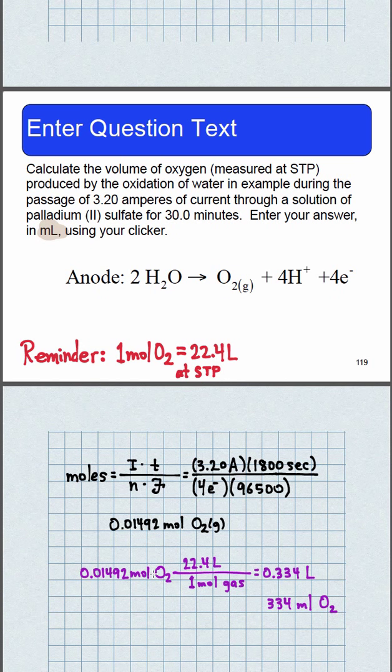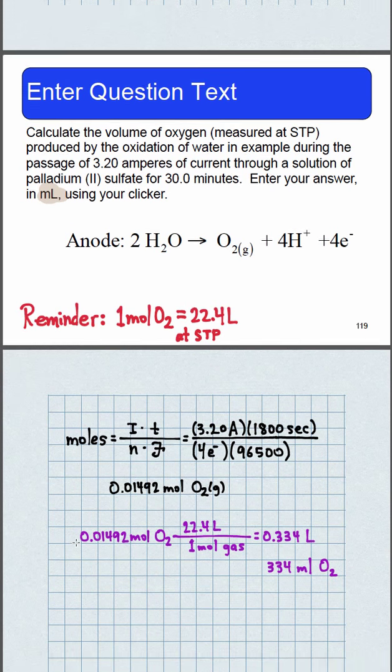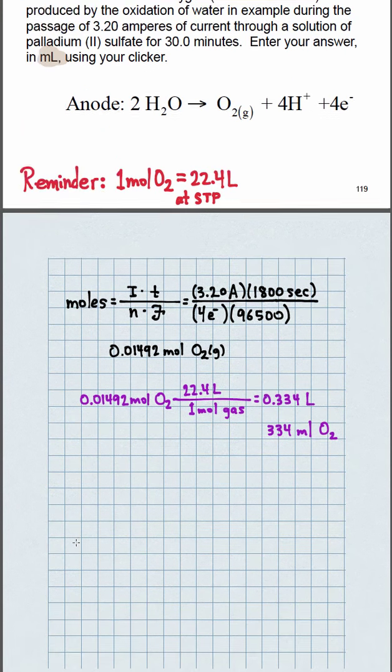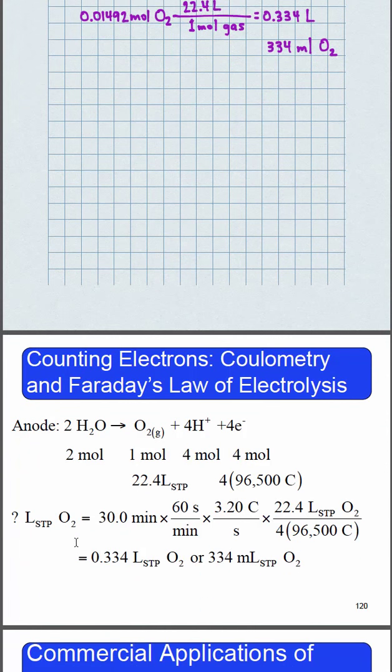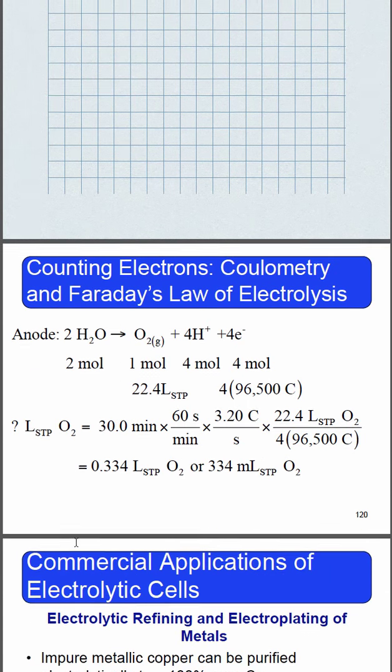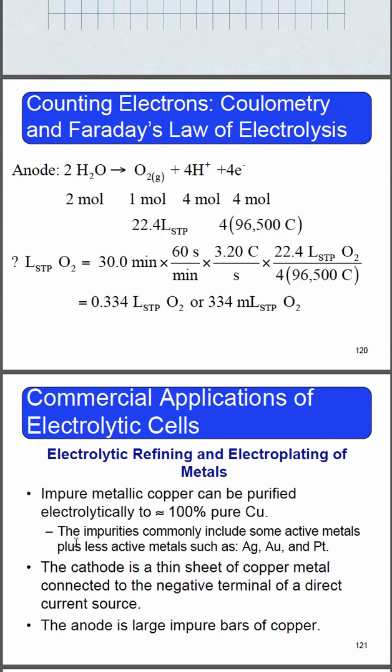I could use PV equals nRT from the Gen Chem 1 chapter on gases, or I could just remember or look it up, or maybe it's given to me that 1 mole of any gas is 22.4 liters at standard temperature and pressure, and for a gas that's 1 atmosphere pressure and 273 Kelvin. Or you can work it out this way if you like unit conversions, which I don't suggest.